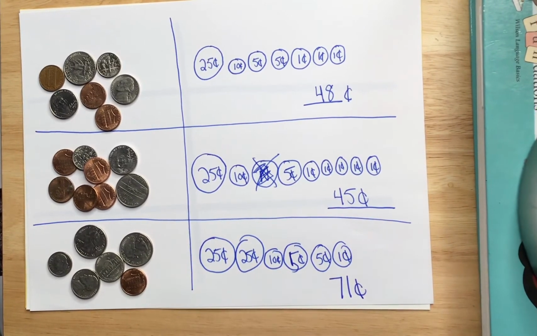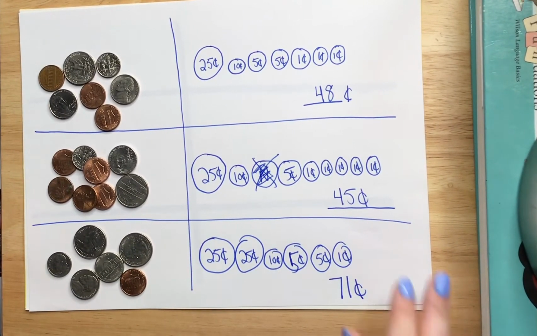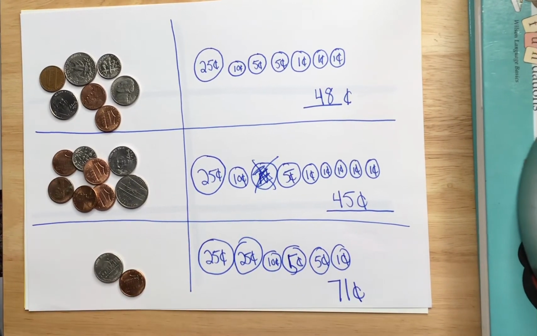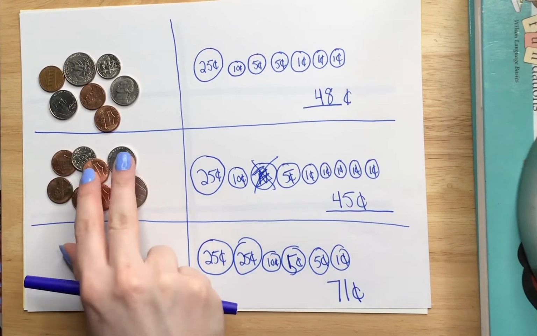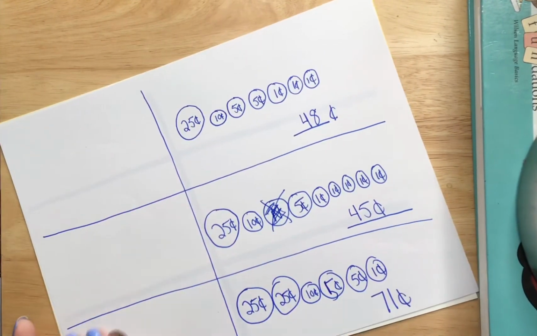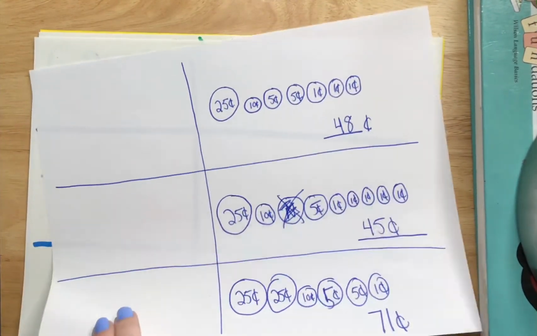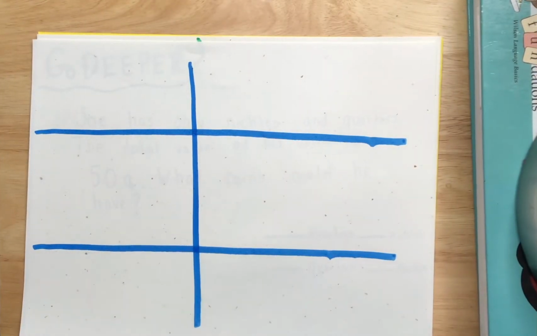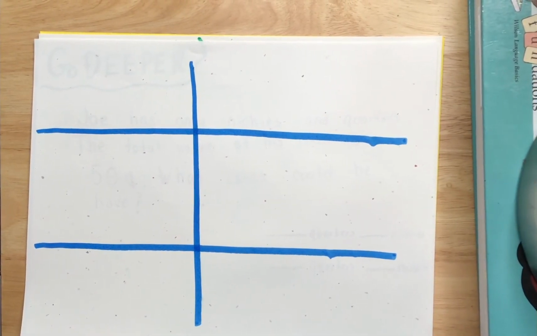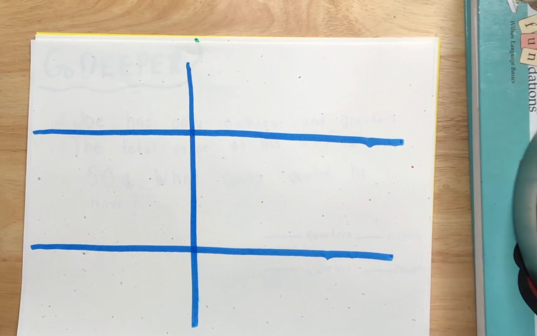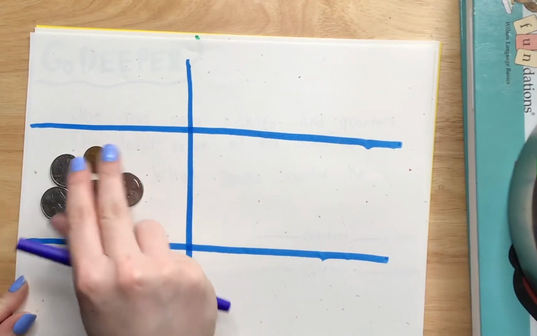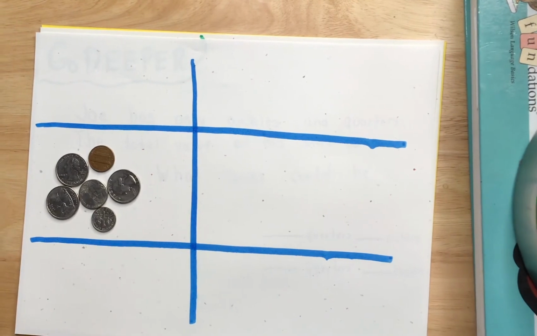So that is how we are going to do our coin sort today. I hope that when you do this, you start with the biggest coin, which is the quarter, and then work your way down: dime, nickel, penny. Let's do one more example together. Let's see. So this is what it will look like in your book, and then we're going to go ahead and start.